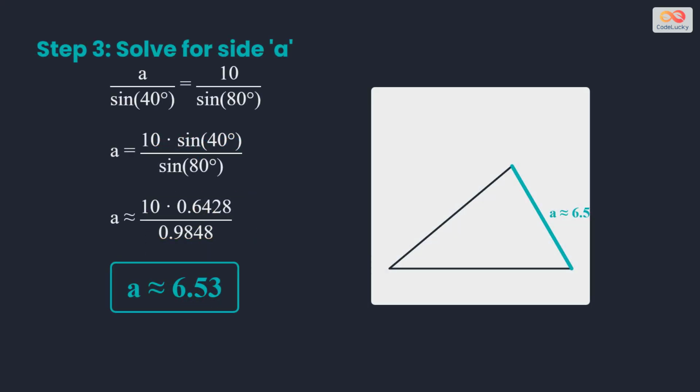Step 3. Let's solve for side a. We take the part of the equation with a and our known pair. By multiplying both sides by sine of 40 degrees, we isolate a. Calculating 10 times sine of 40 divided by sine of 80 gives us a length of approximately 6.53.